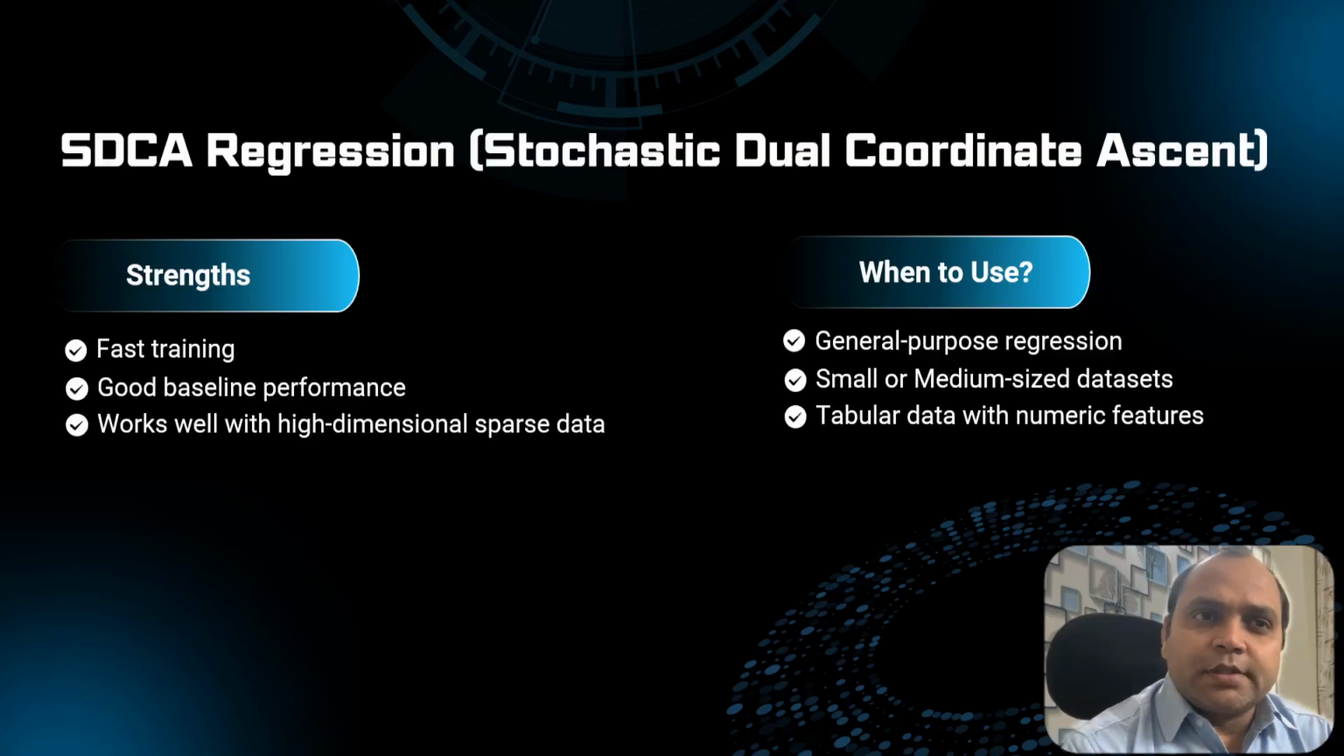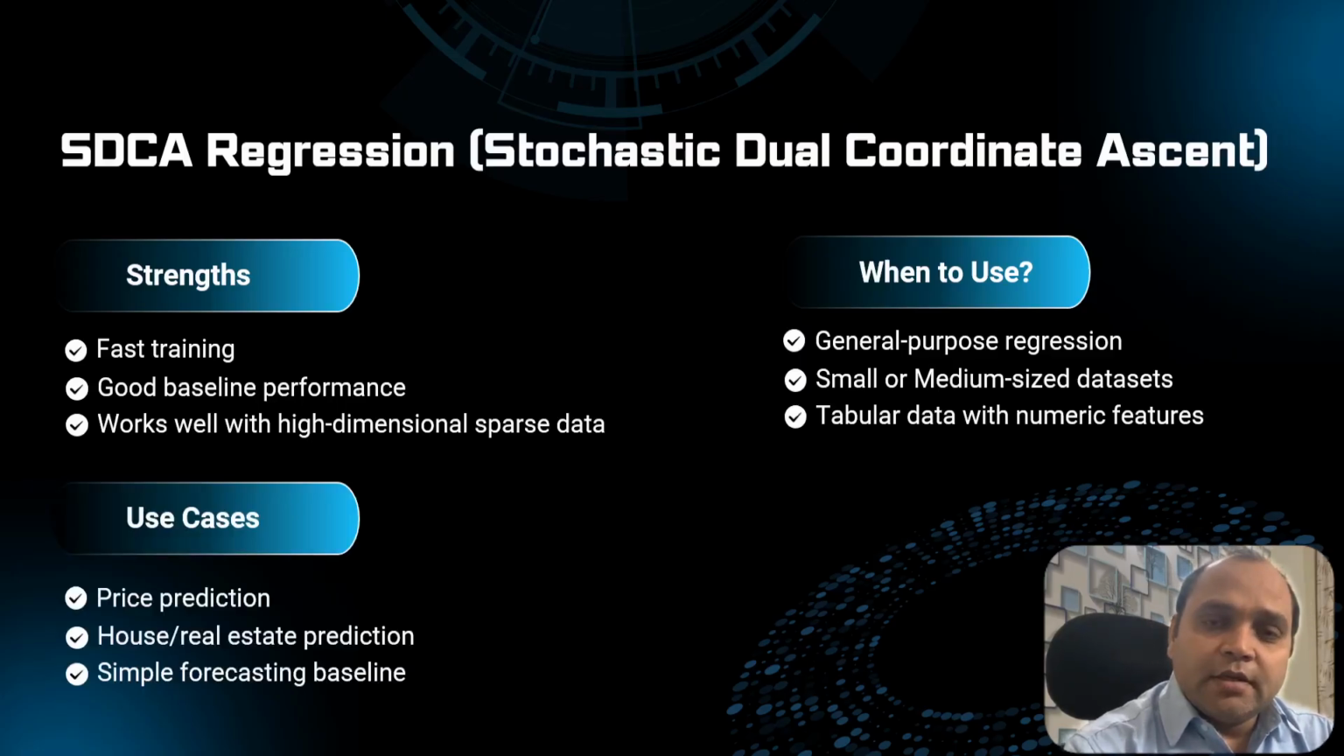When will you use this? You can use this regression trainer for general purpose regression, where your independent and dependent relation is proportionate. Let's say based on the independent variable, the dependent variable will change. In that case you can use this. If you have a small or medium data set, tabular data with numeric features, you can use the SDCA regression trainer. For use cases, in my earlier session I took several examples, the house price prediction model and the salary prediction model.